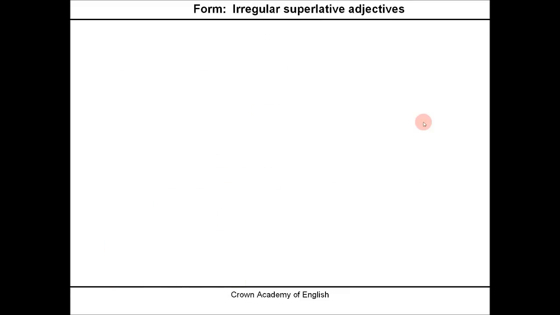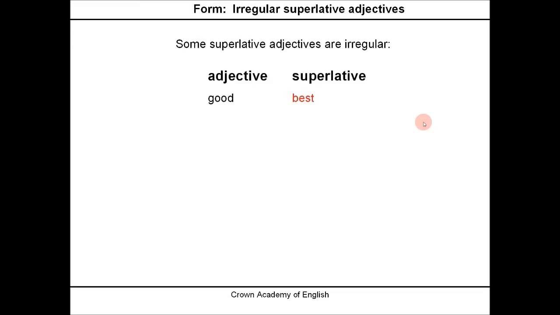Irregular superlative adjectives. Some superlative adjectives are irregular. So there are no rules and you simply have to learn them. And I'm going to show you the two most common examples. So good in the superlative is best. So we do not say goodest and we do not say most good. We say best. And bad is worst. We do not say baddest and we do not say most bad.